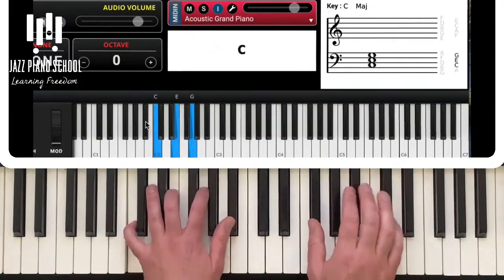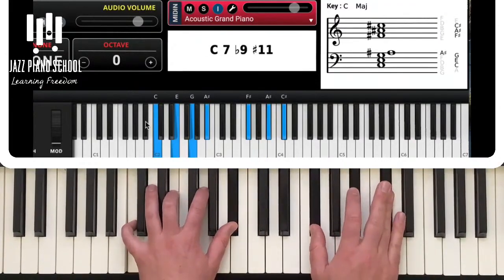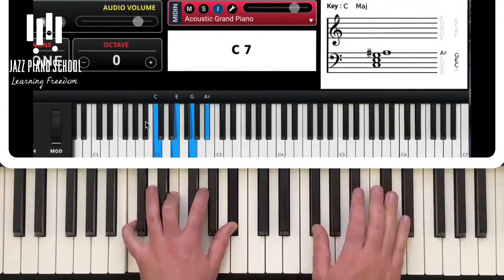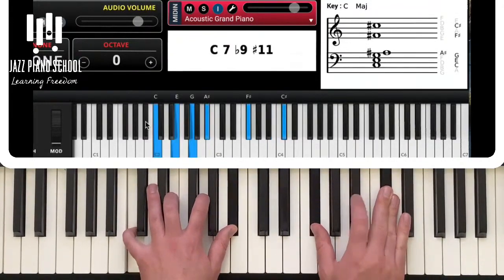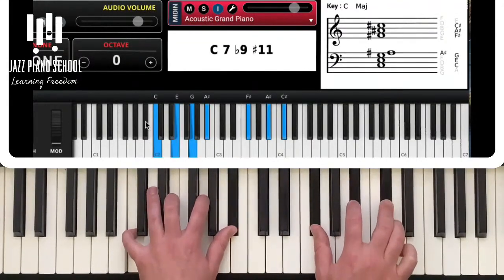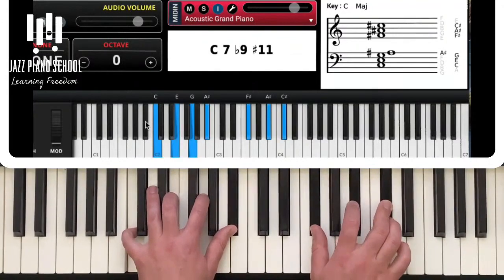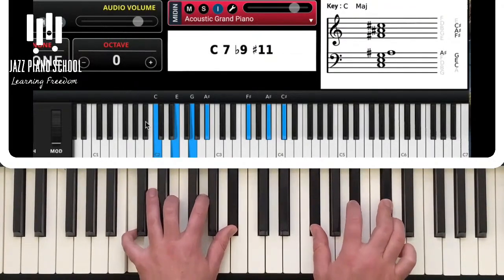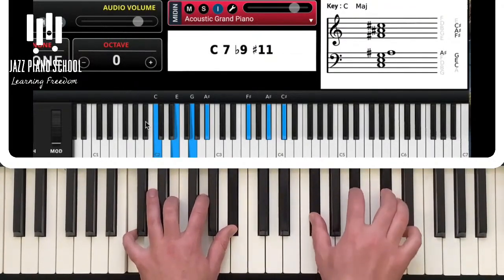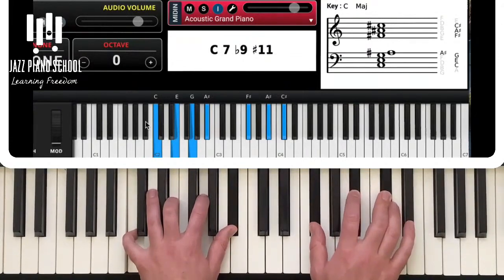Right? So this is going to give me certain types of extensions. It's going to give me the sharp 11 over my dominant chord. It's going to give me the flat 7, which isn't an extension, it's just a doubled chord tone. And it's going to give me flat 9. Okay, so this is a particular type of sound I can get from working on my flat 5.